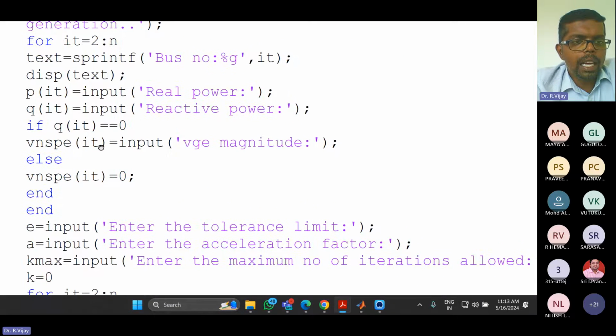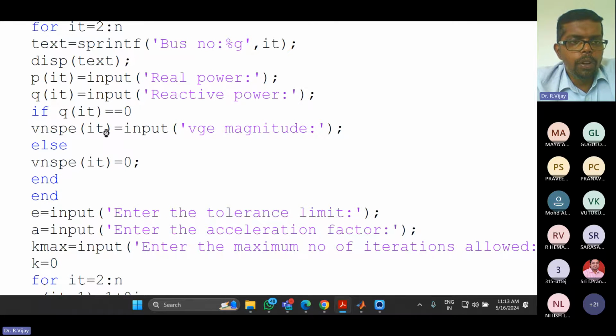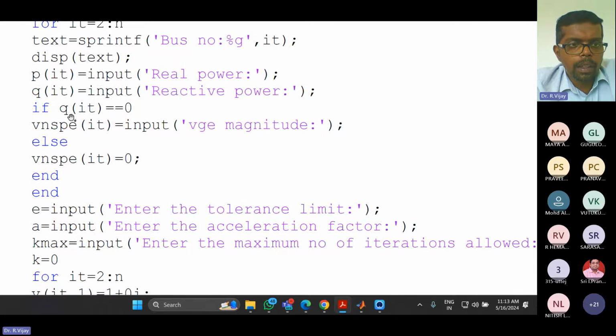And I'm formulating a simple if loop with that reactive power value. If reactive power is equal to 0, then V specified value is equal to the input of the magnitude of the voltage value that you need to enter. That value you have taken. Else, V specified value of it, you need to take as 0. End. We are making a small loop.